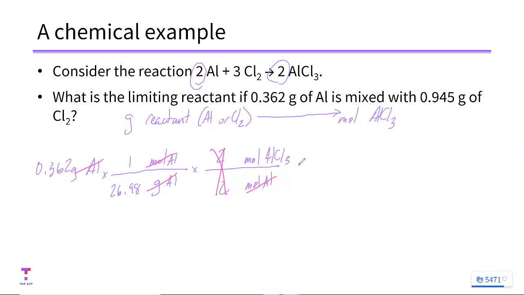And so from the calculation standpoint, 0.362 divided by 26.98, to 3 significant figures, 0.0134 moles of aluminum chloride.